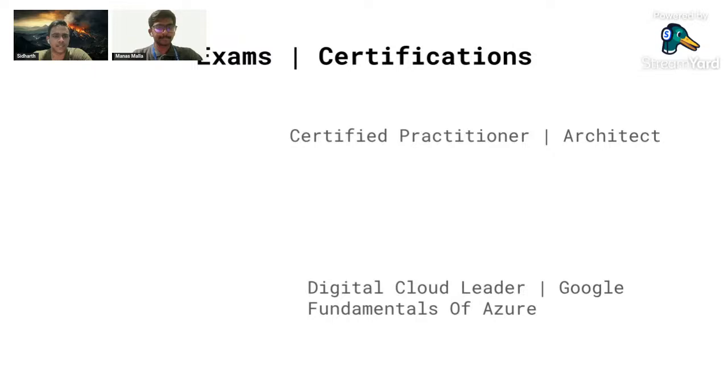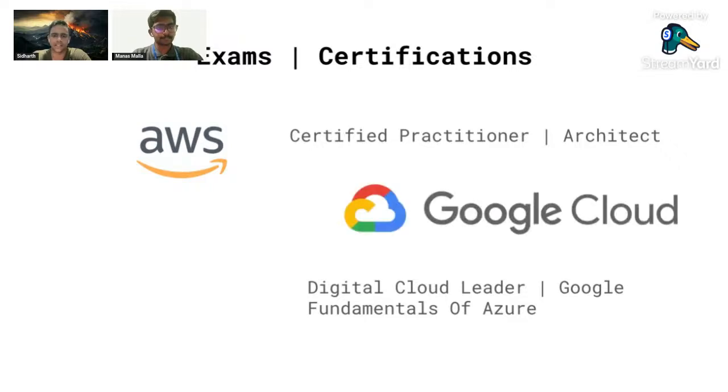Exams and certifications. Let me just have a quick go through there. AWS has a good certification program where they provide 11 or so certifications. The most popular ones are practitioner, architect, and machine learning. Also, there are expert certifications. Google Cloud is also there, with Cloud Digital Leader for Google, and Fundamentals of Azure is one of the things. So yeah, this was an overview of cloud.